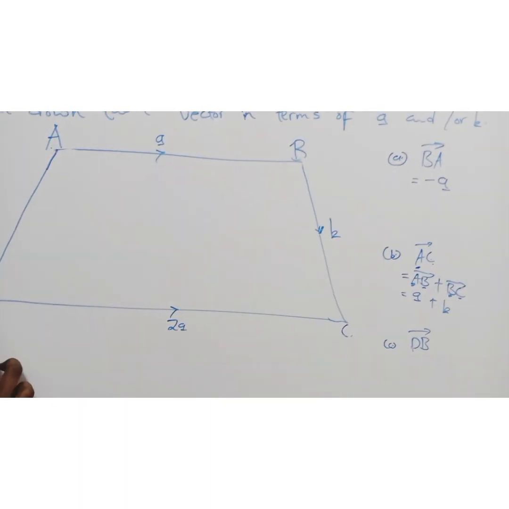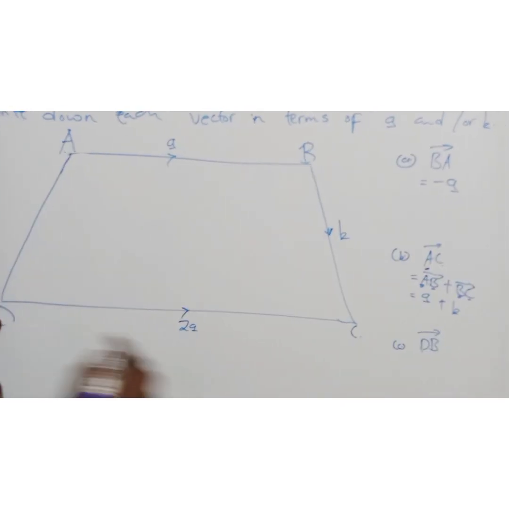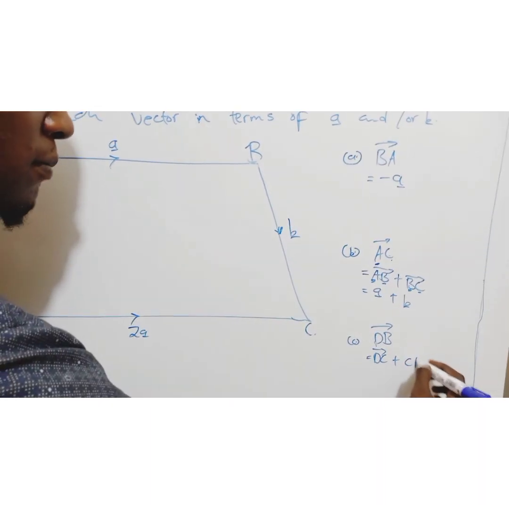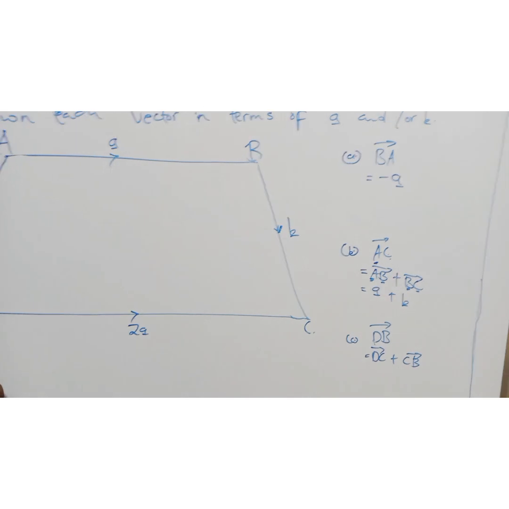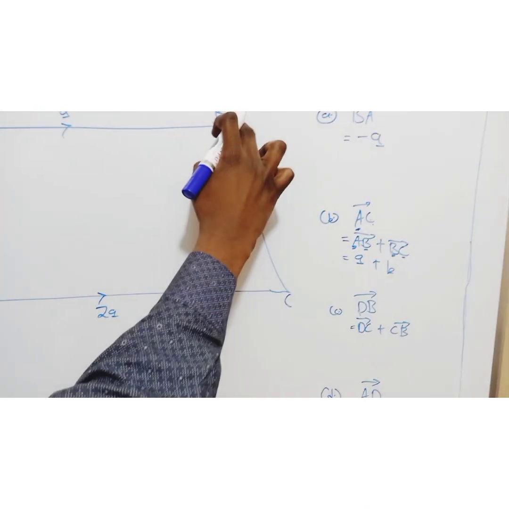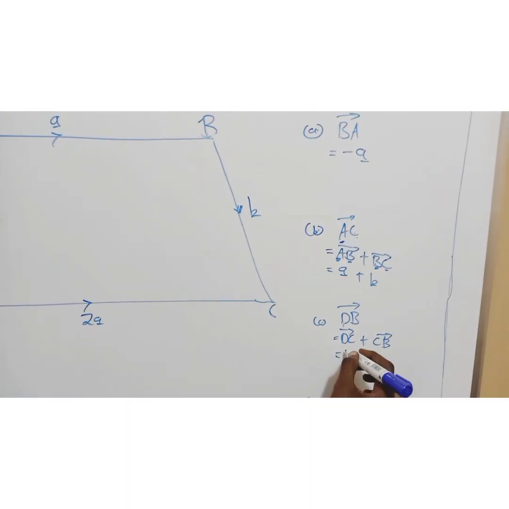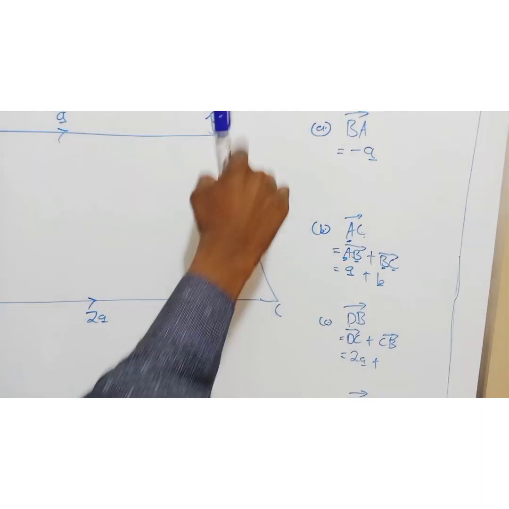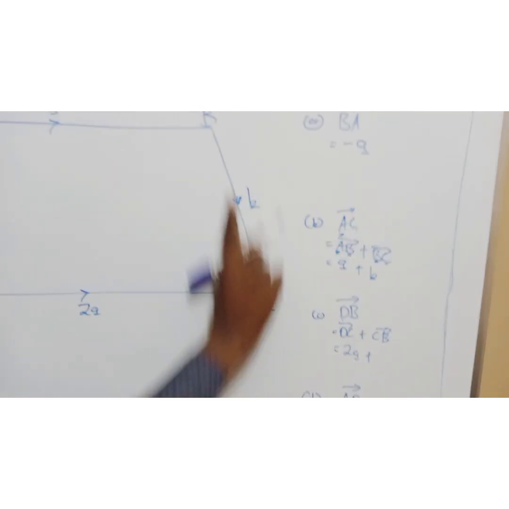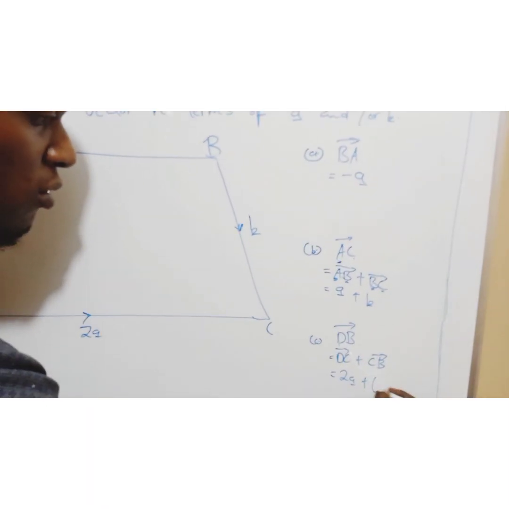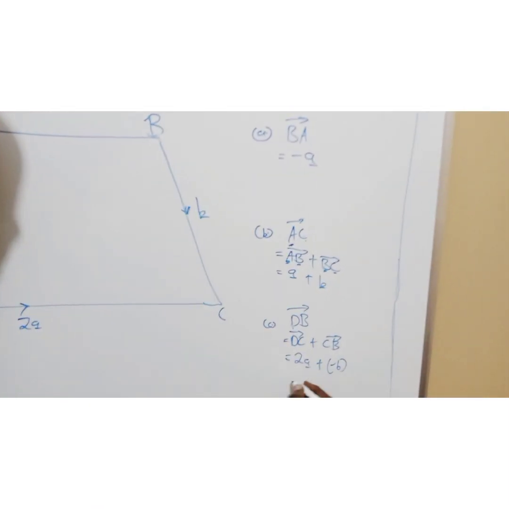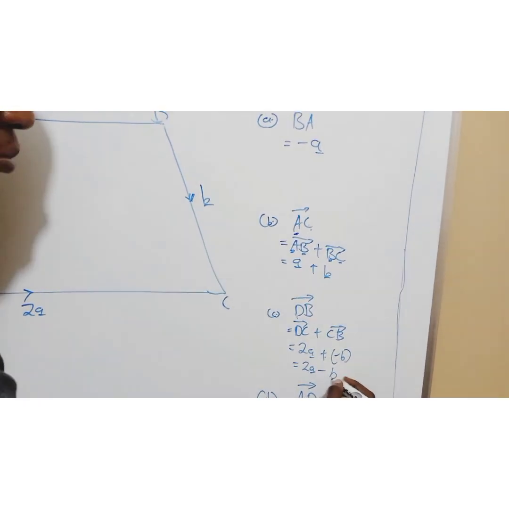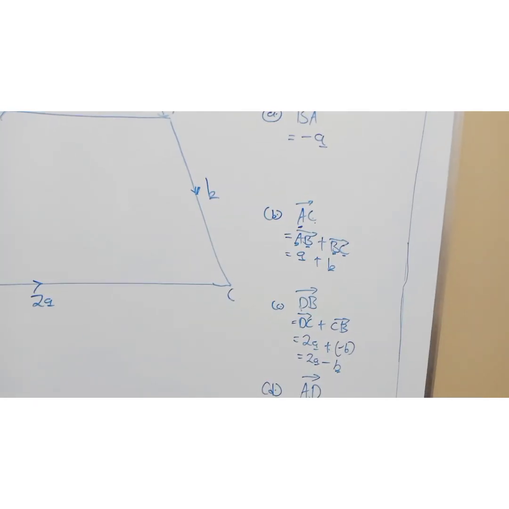How about DB? Vector DB. So we have DC plus CB. Simple as that. DC plus CB. So what is DC? It's 2A. Plus, what is CB? You see, BC is with the arrow. CB is going against. It's an inverse. So you are going to put negative B here. So this will give you 2A, positive times negative, negative B. Done. Yeah?